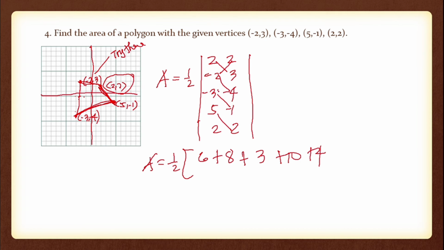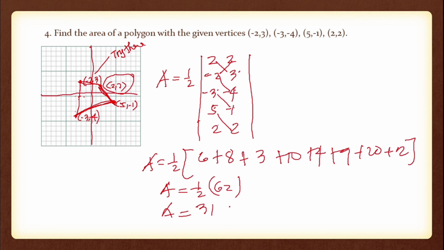plus 9, change the sign, plus 20, plus 2. So if we're going to add this one, so we have here 6, 8, 13, 10, 4, 9, 20, and 2. So if we're going to add, A is equal to 1/2 of 62. So therefore area is equal to 31 square units.